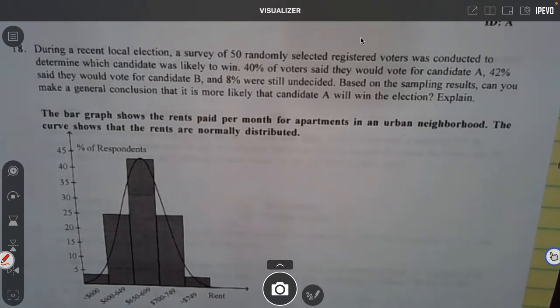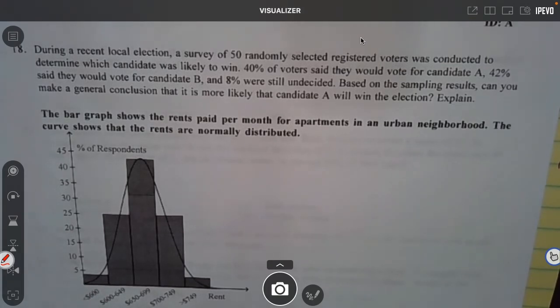Let me see what they said. What number is that? 18. The sample's small, and it says there's a high rate of undecided people, and it could change the outcome. It's too early because there are still too many undecided.